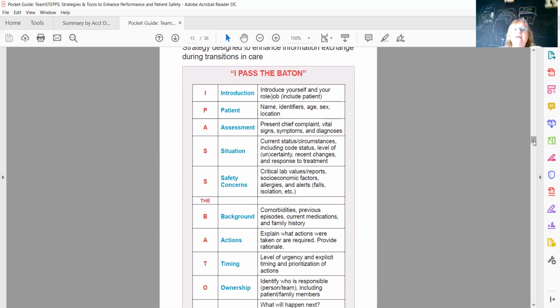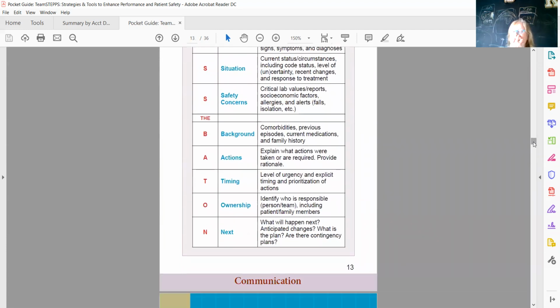Gosh, I've forgotten that word, that is sort of a mnemonic, took me a minute, that's called I PASS the BATON, which stands for introduction, introduce yourself, talk about the patient, the assessment, the situation, safety concerns. I PASS. The the is a freebie. Take a breath here, and we've got BATON: background, actions, timing, ownership. So who is responsible? Critical inclusion here. And then next, what's going to happen next?